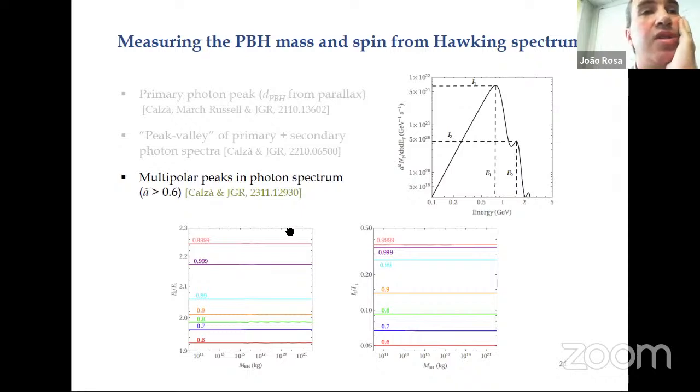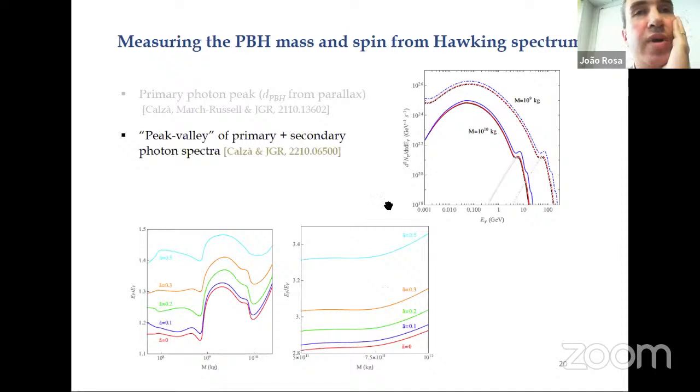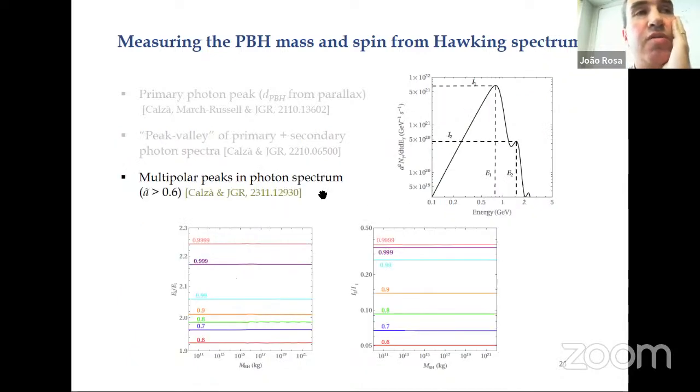Another idea, but this is also only valid for highly spinning black holes. Maybe I should go back and just show you that you see these other bumps in the spectrum here. These are primary photons, but they correspond to different modes. So this is the L equals 1 mode contribution. This is L equals 2, that L equals 3. So you have a multipolar structure.